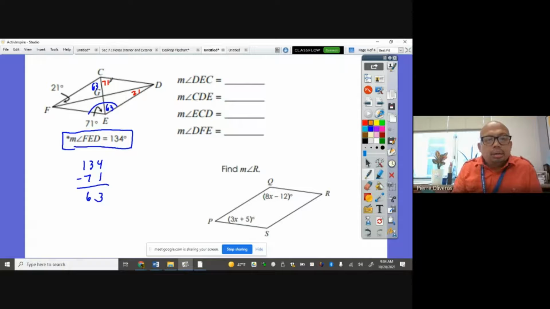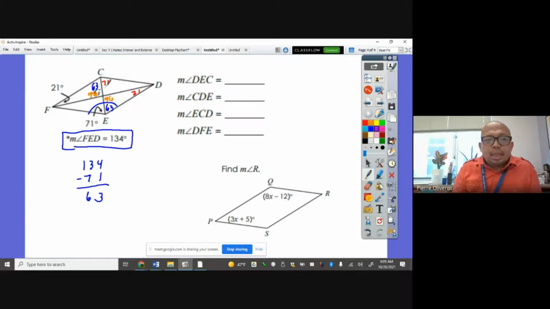Okay, so now let's focus on the triangle right here. Remember, the sum of the angles in the triangle is equal to 180. If we have a 21 there and a 63, 21 plus 63 is equal to 84, and 180 minus 84 will give us 96. So we know that this angle here is 96. And this one is also 96 because they're vertical angles.